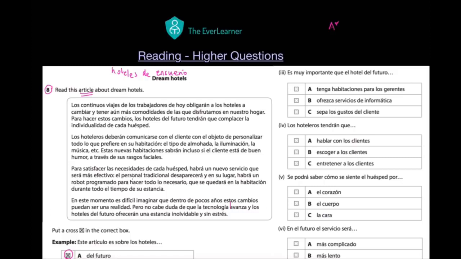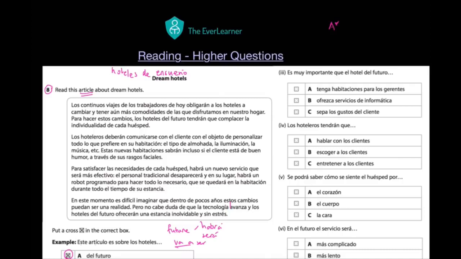In this case, because I've already looked at this example question, I know that it's going to tell me about the hotels of the future. So, if it's going to tell me about hotels of the future, I will be aware that there will be verbs in the simple future. Things like "habrá," "será." Also things like "va a ser," the near future. So there might be quite a bit of future tense. So let's have a look at the questions.